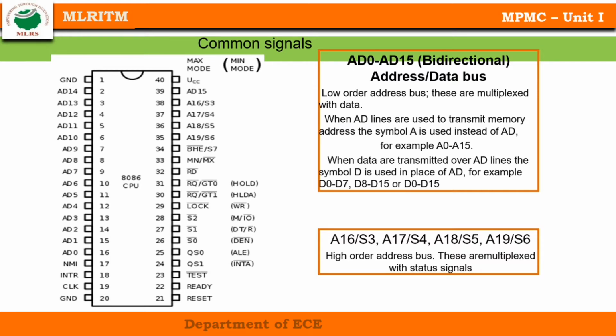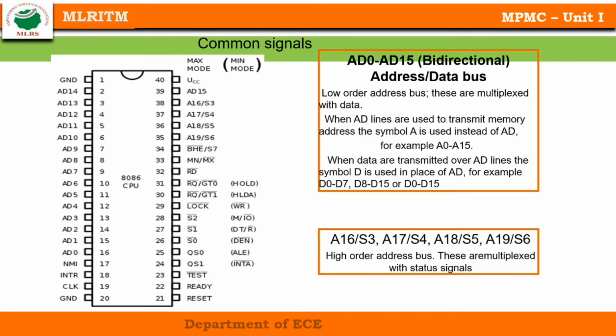the supply signal. We know that 8086 works in two operating modes, minimum mode and maximum mode. The mode can be selected using pin number 33. If pin number 33 is high, it indicates minimum mode, and when pin number 33 is low, it indicates maximum mode. So I start with the common signals.